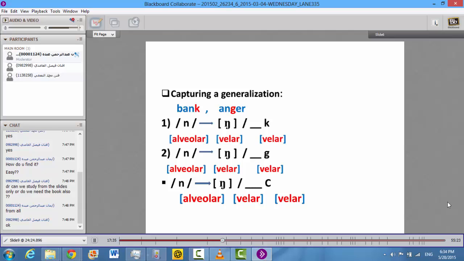So C stands for both k and g, instead of writing 2 separate rules, or instead of writing the 2 sounds k and g next to each other. We just write C and the feature to show that these 2 sounds only, and they exclude other sounds. It is like the shampoo you know, 2 in 1, two things in one. So again here, instead of writing rule number 1 and rule number 2, we can write just 1 rule that stands for all.